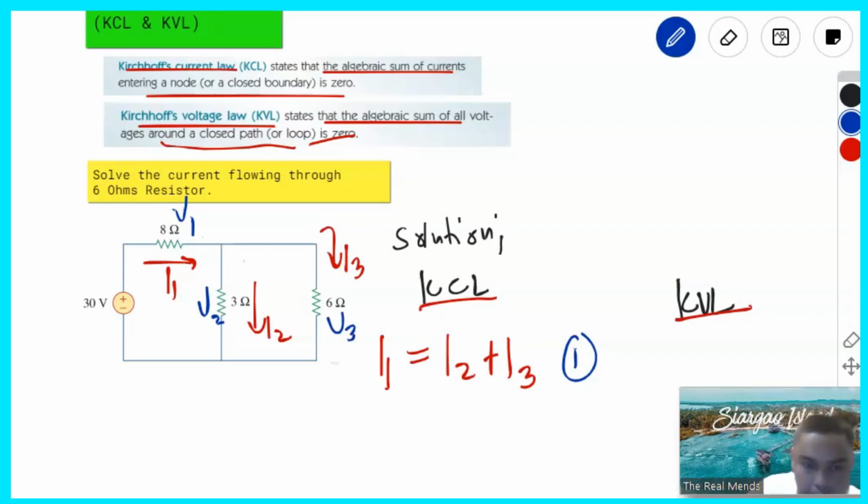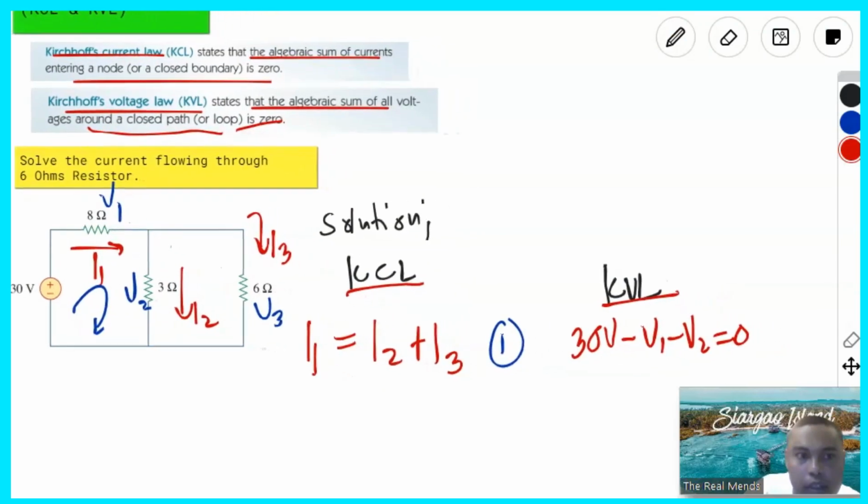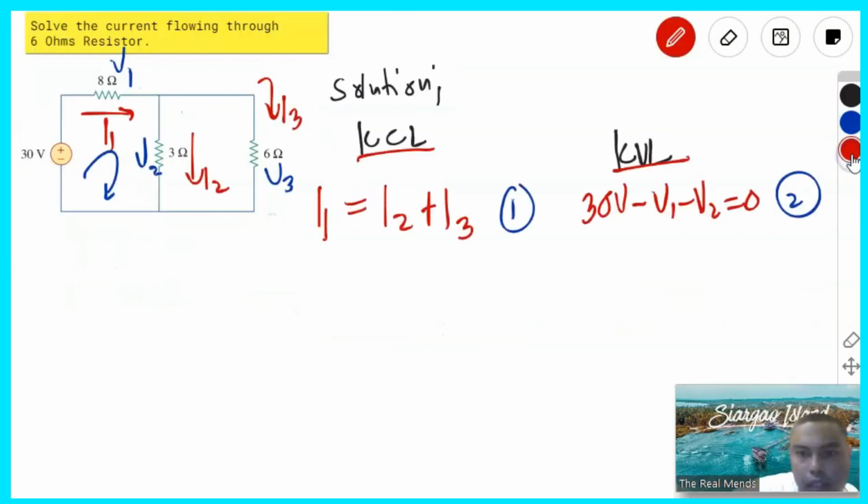So as if we use this KVL on this loop, that is 30 volts minus this V1, okay, and then minus V2 is equal to 0. So that is our equation number 2.